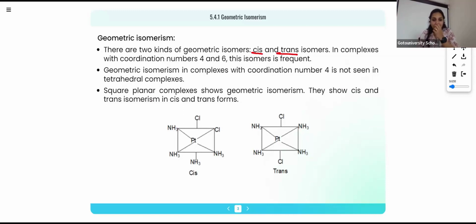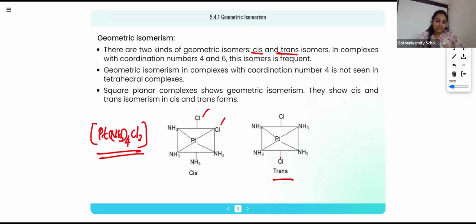If you consider these complexes, here you can see platinum. The complex formula is the same, that is, platinum surrounded by 4 ammonia and 2 chlorine. Both compounds have the same formula, but see the structure. Here 2 chlorine atoms are neighbors, but here 2 chlorine atoms are opposite. This is called cis and trans. If the similar groups are arranged in opposite directions, that is called the trans isomer. If the similar groups are arranged in an adjacent way, it is called cis isomerism.